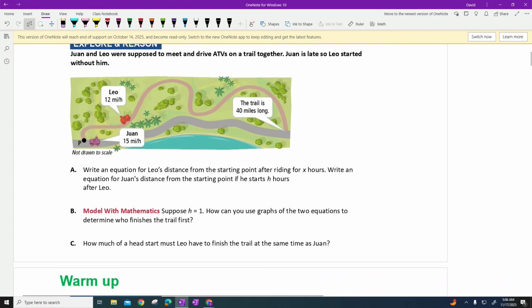So you need to write an equation for Leo's distance from the starting point after x hours. Slope and speed are kind of the same thing. If he's going 12 miles an hour, it should be an easy equation to write. Juan's a little bit harder though because he's going 15 miles an hour, but he starts from a starting point H hours after Leo. So they're giving you a little bit of a clue with this word after here. So do your best. Try to write your two equations, one for Leo and one for Juan.